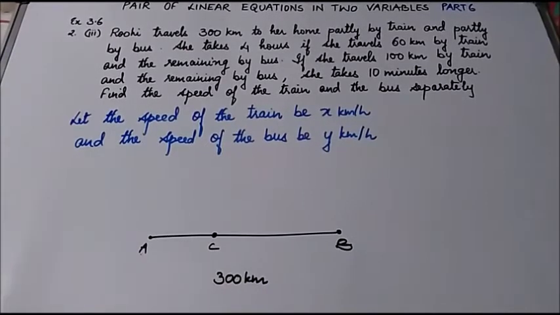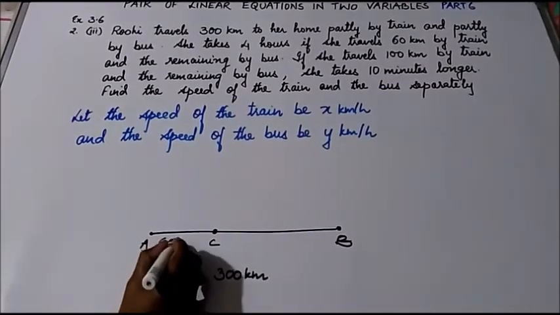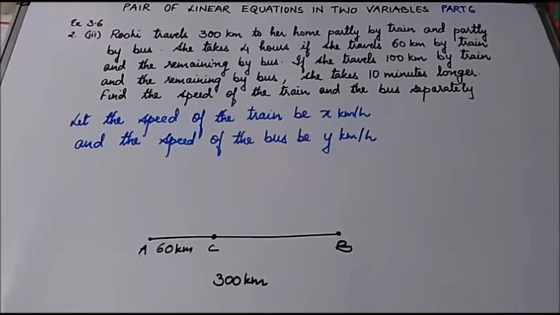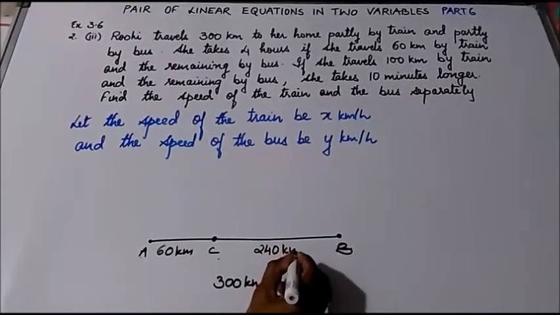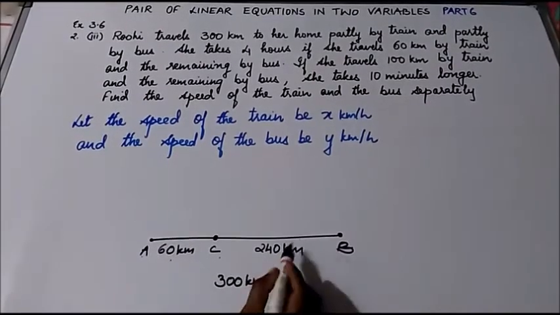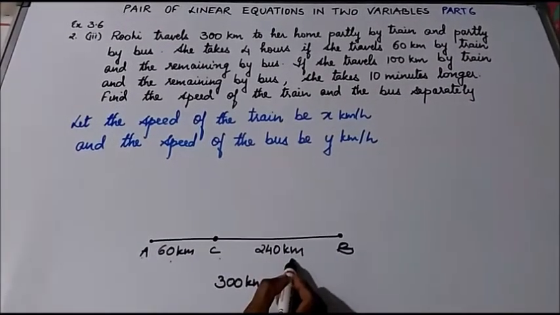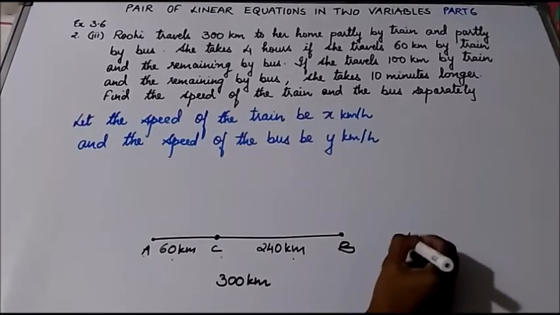Now from A to C she travels by train, that is 60 kilometers. Remaining how many kilometers will be there? From C to B the distance will be 240 kilometers. Now 60 kilometers she travels by train and 240 kilometers she travels by bus. Total time she takes is 4 hours.